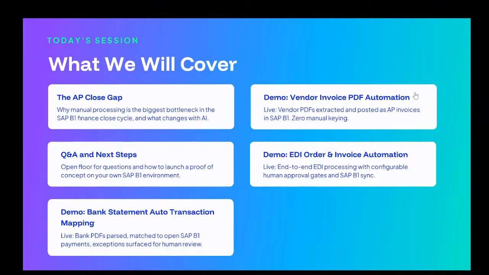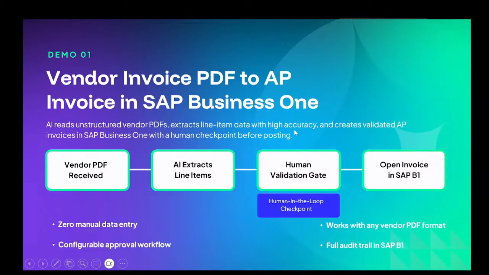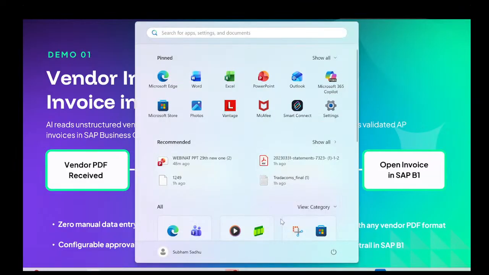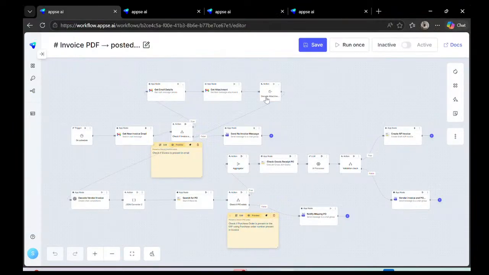Thank you, Shubham. So the first demo shows how we are converting these vendor invoices in PDF format to AP invoices in SAP Business One. In this demonstration, we will cover how right now the AP teams read a vendor PDF invoice and retype every line manually into SAP Business One, which makes the complete process slow, and every retype has a chance of an error, right?